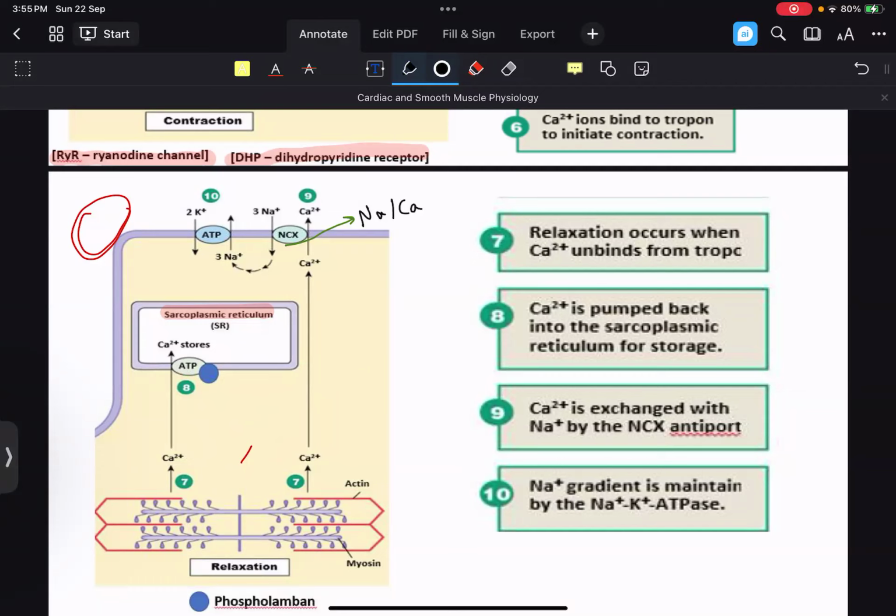And from the name, what it's going to do is that it's going to take 3 sodium into the cell while pushing out 1 calcium. And that's how it kind of kicks the calcium back outside the cell. But there's an issue here.